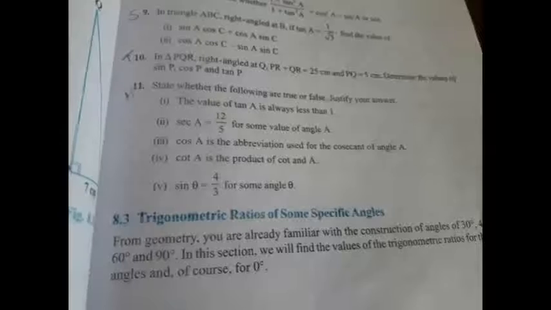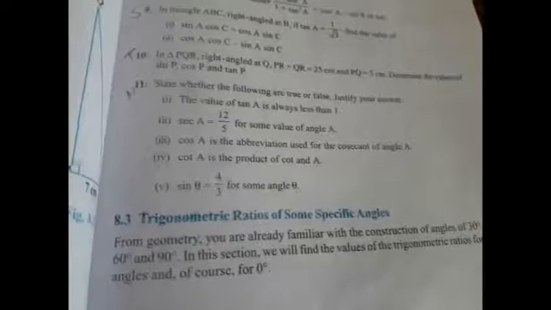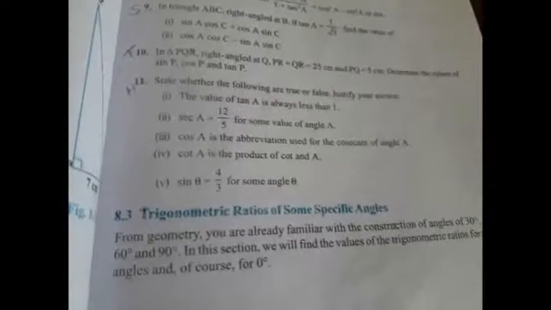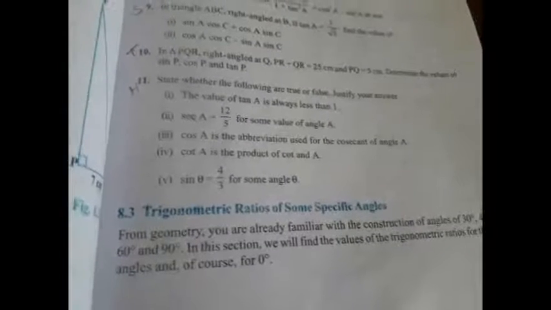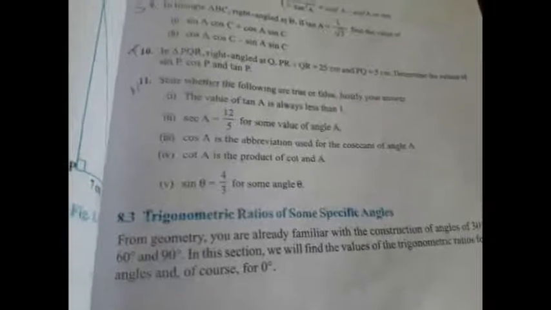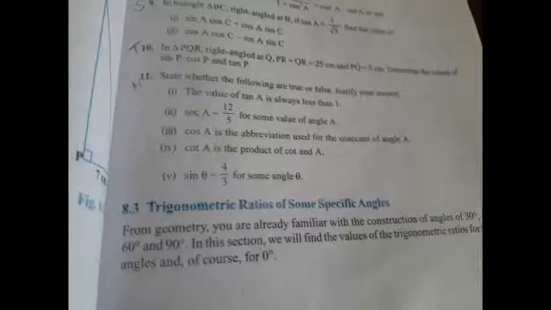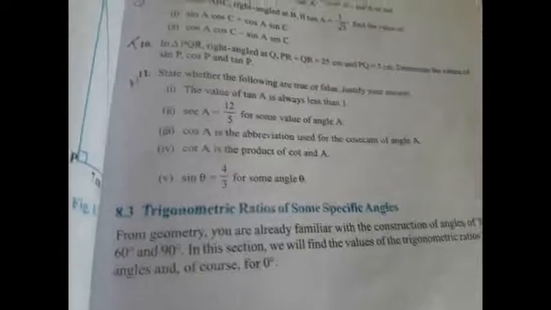So it is false. Fourth one, cot A is the product of cot and A. No, it is not a product. I told you, the trigonometric ratios don't have any value without the angle. So cot doesn't have any meaning without A. So A is accompanying cot. So it is cotangent of the angle A. It is not the product of cot and A, which is false again.